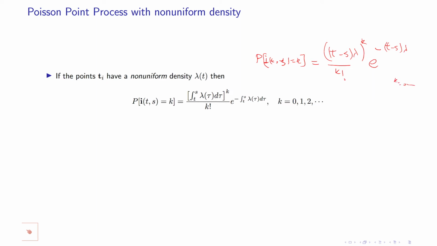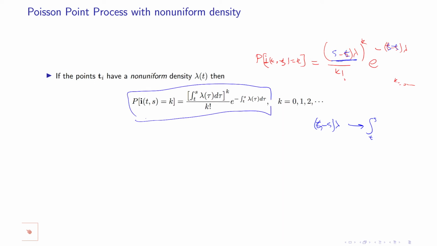Now, if lambda is varying with time, then instead of this parameter, we need to use an integral. So we substitute (T minus S) lambda by the integral from T to S. Here, if we assume that S is bigger, we should have put S minus T. Okay, so S minus T. If you do that, we get this expression. So this is the distribution of a non-uniform density Poisson point process.